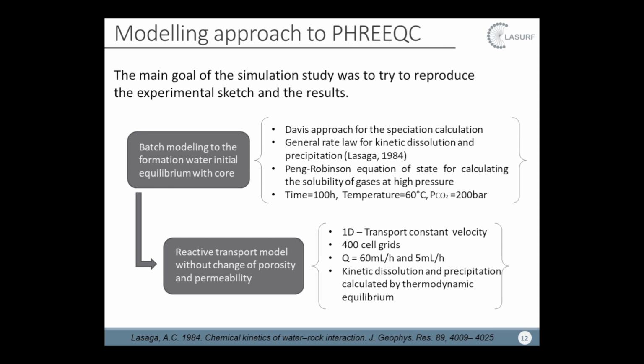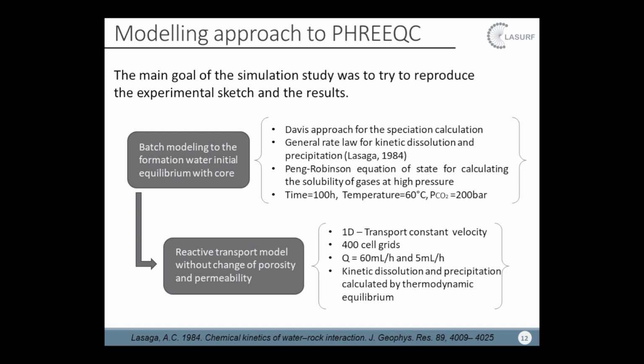And for the FREAK, our approach was to do the batch reaction with the FREAK. The two main assumptions we have to make with FREAK are the Davies approach for the activity calculations, so I'm saying I have to use a generalization from that for the activity coefficient from the Debye-Hückel, and you use the Pitzer-Hobson equation to calculate the solubility. Then once you get the previous calculation done, you can do the transport to get the results.